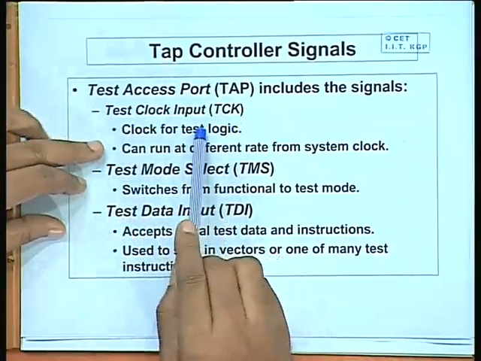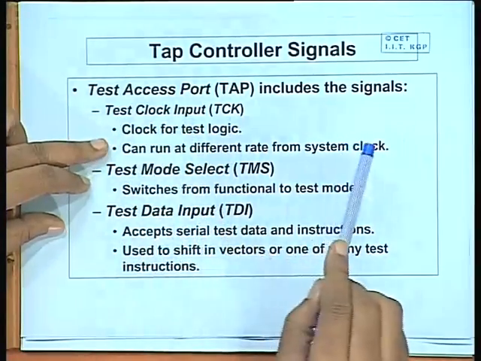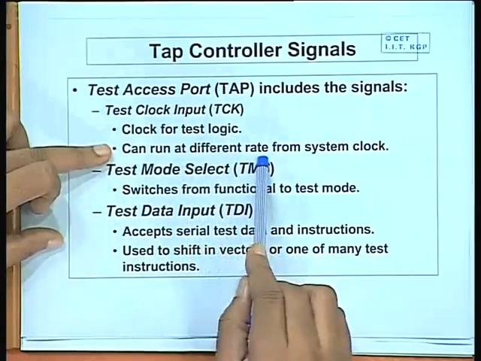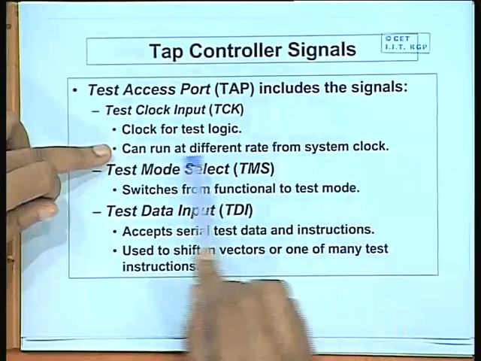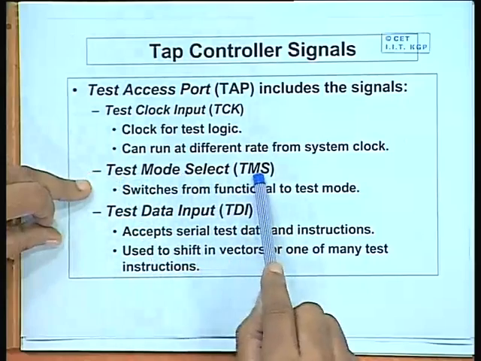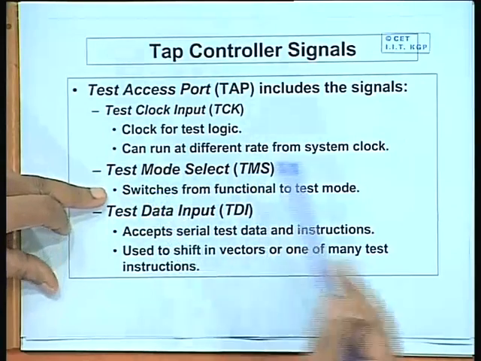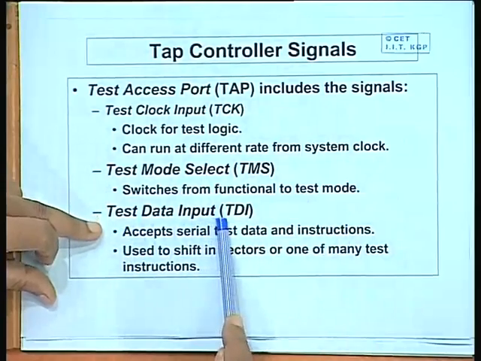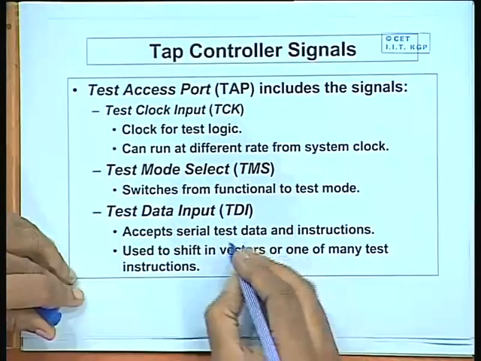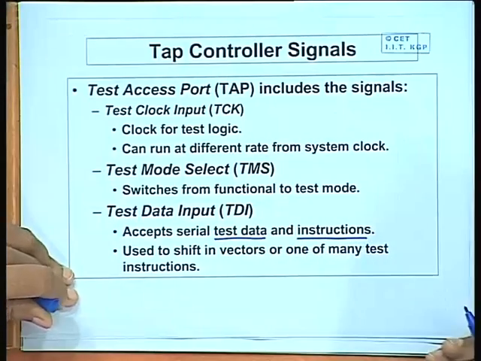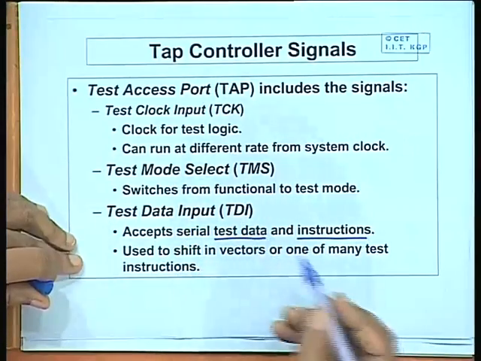Of course, you have a clock, test clock input. Now, during testing you can run this clock at a different rate from system clock. It is not necessary that it should run at the same clock frequency. There is a test mode select pin. So, here you can switch from normal mode to test mode. There is a test data input through which you can scan in the test data, you can also scan in instructions, and you can do it in parallel.